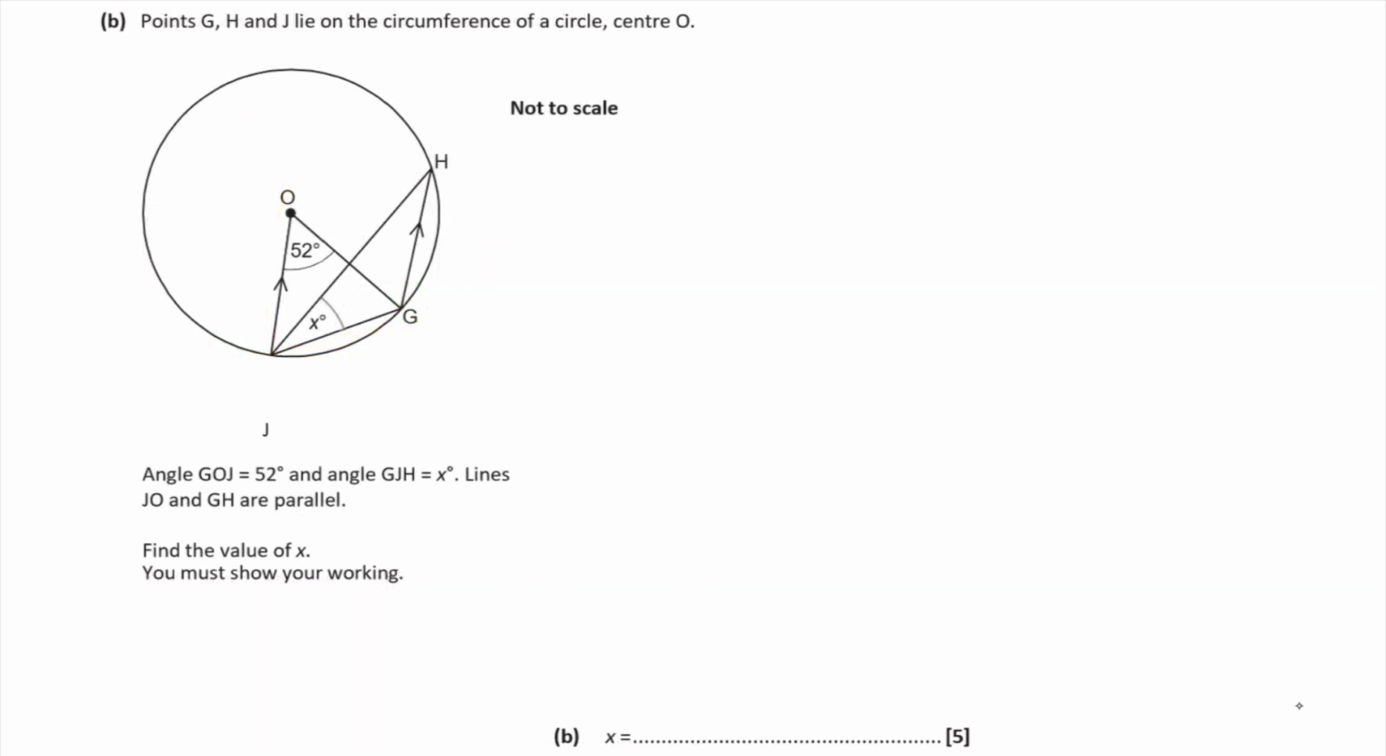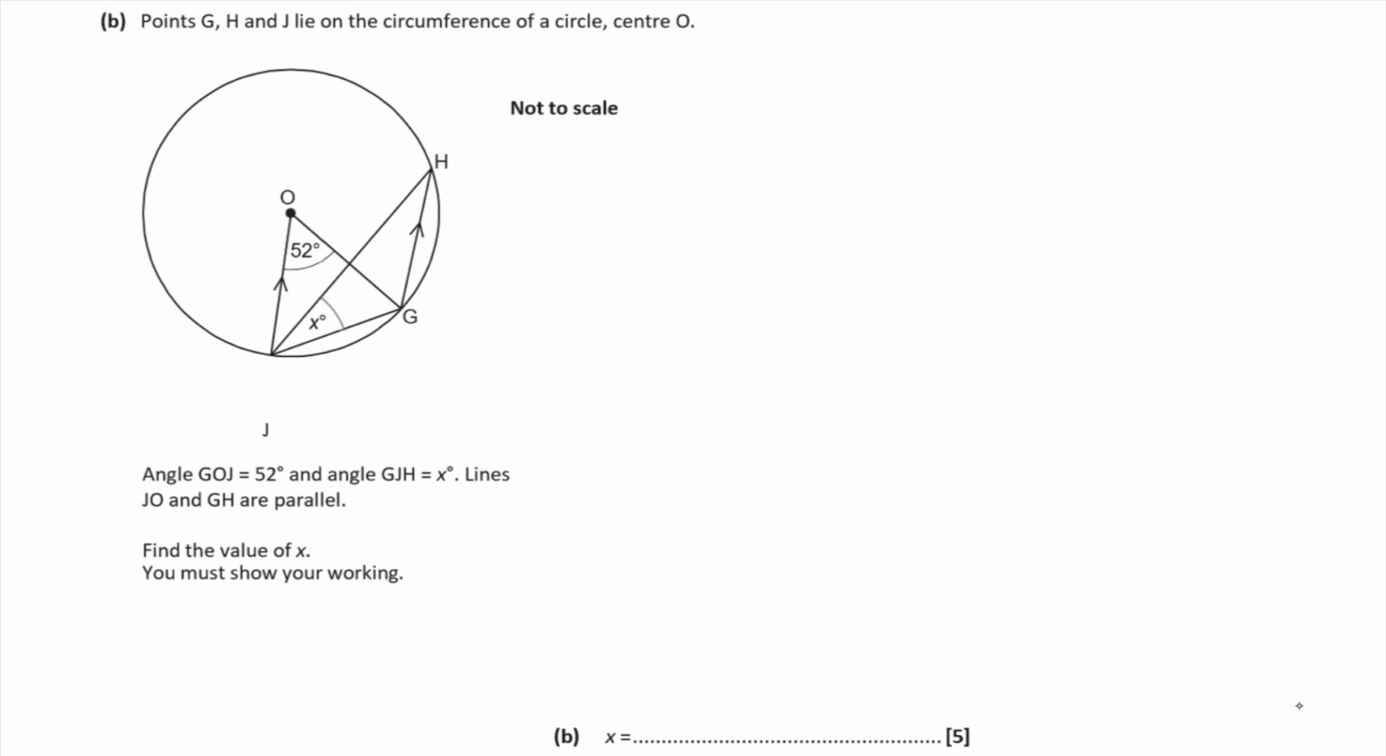Part B says points G, H and J lie on the circumference of a circle, centre O. Angle GOJ is 52. Angle GJH is X. Lines JO and GH are parallel. Find the value of X. You must show your working.